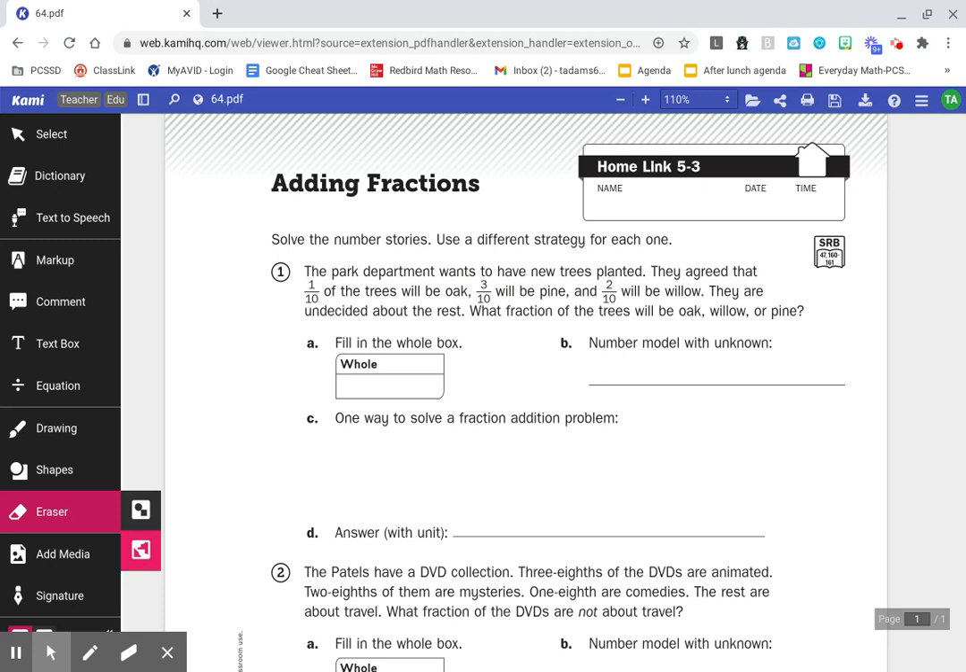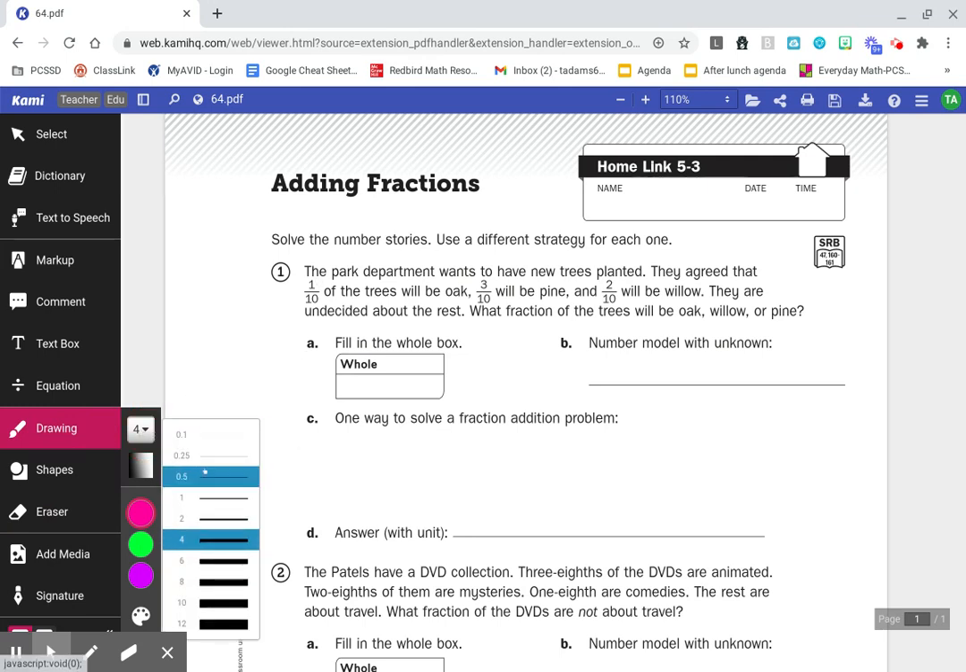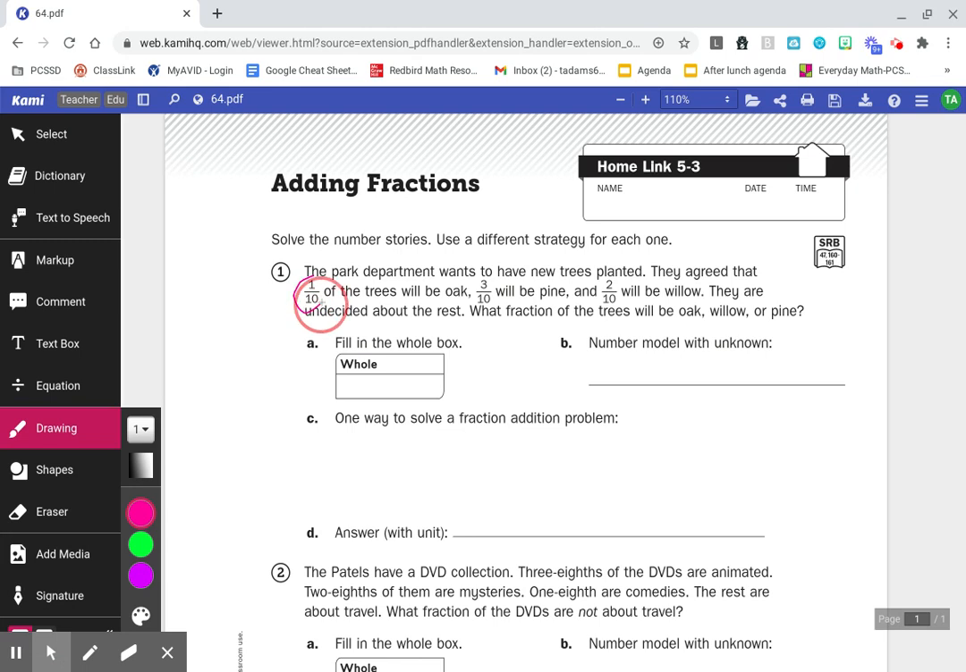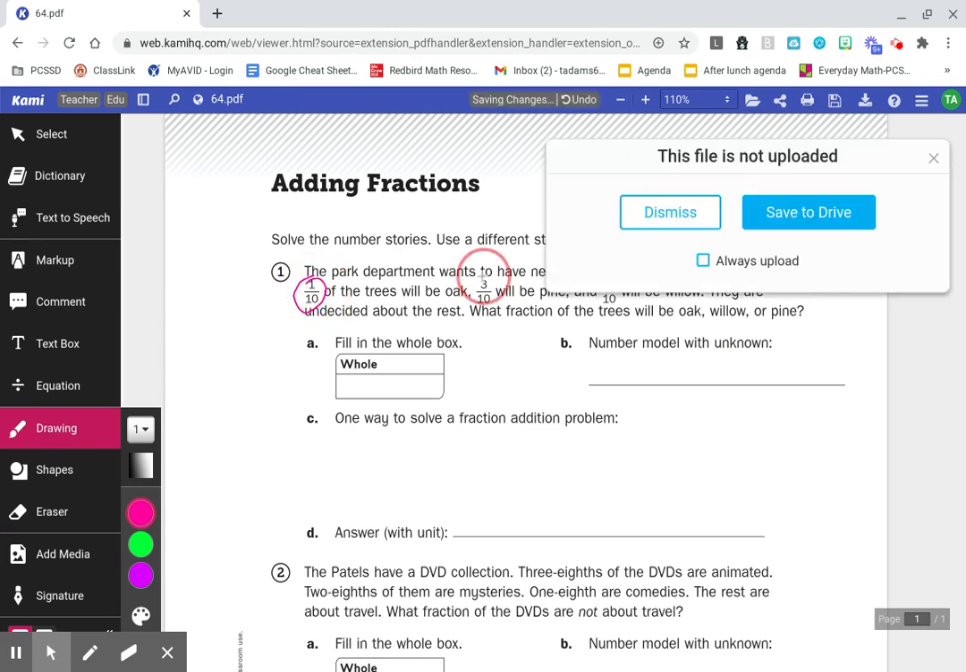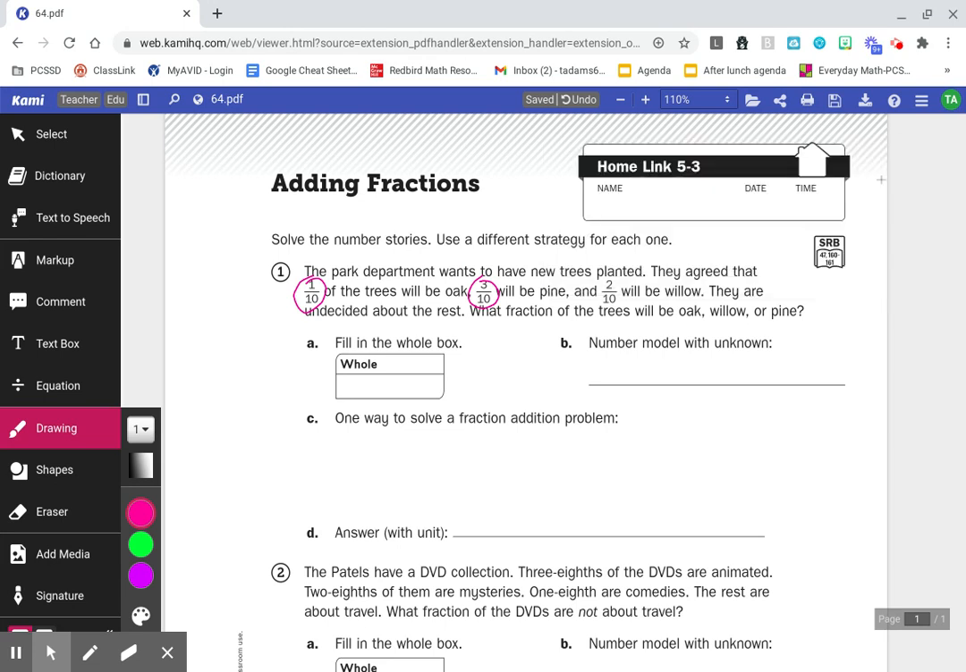First thing we're going to do is, of course, read the word problem so we understand what's being asked. The park department wants to have new trees planted. Okay, no numbers for me to circle there. I'll keep going. They agreed that 1/10, I'm going to circle it right away, 1/10 of the trees will be oak, 3/10 will be pine, and 2/10 will be willow. They are undecided about the rest. No numbers for me to circle there. What fraction of the trees will be oak, willow, or pine?